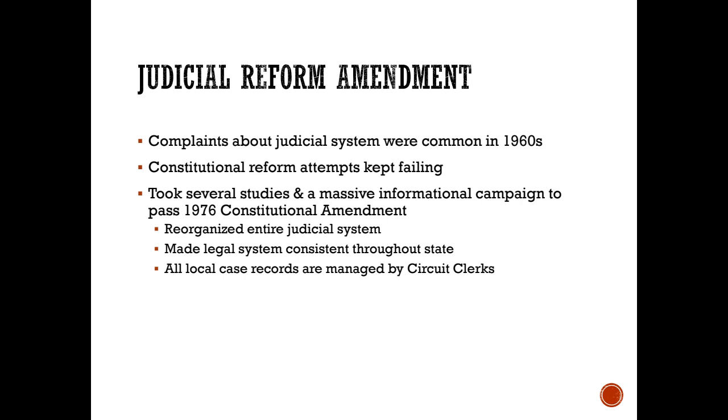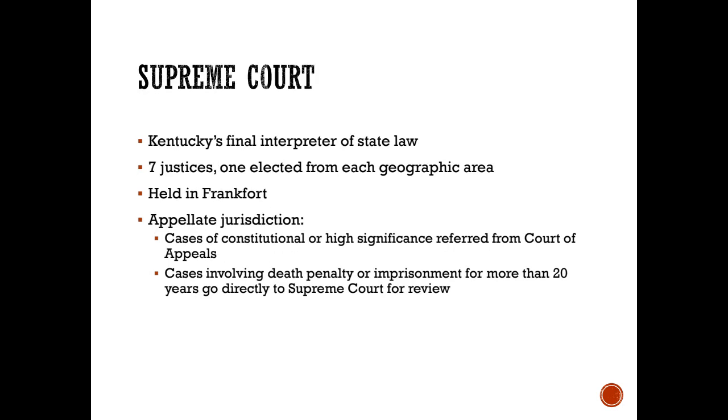And this was meant to be the biggest overhaul of the Kentucky court system. So it ended up happening in 1977. So it passed in 76 and it went into effect in 77 and 78. So the first thing it did was create the Supreme Court, the Kentucky Supreme Court. And it made it Kentucky's final interpreter of state law. So it's the highest court in Kentucky.